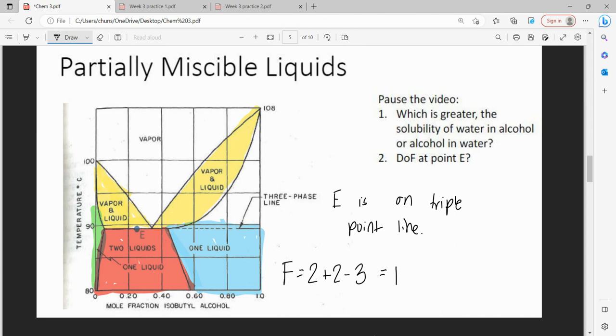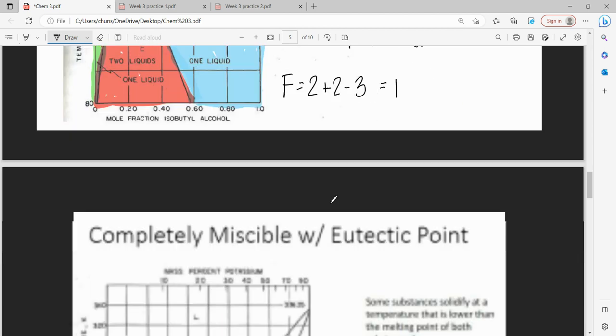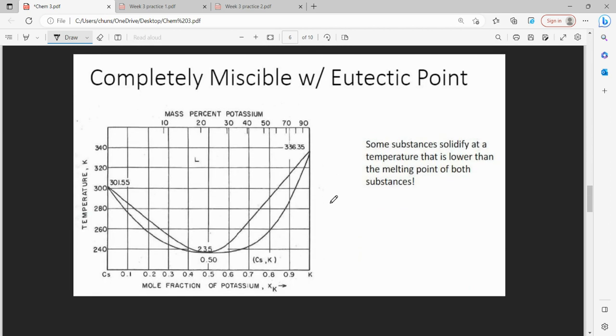Right, so that means the rest of our values are fixed, but we have one that we are able to change. So temperature and pressure are fixed, so I think we can change our volume or our mole fraction. So completely miscible has a eutectic point. So some substances solidify at a temperature that is lower than the melting point of both of our substances.